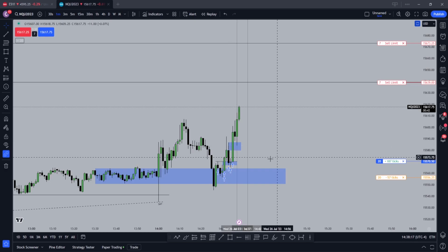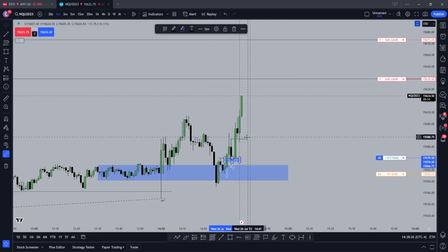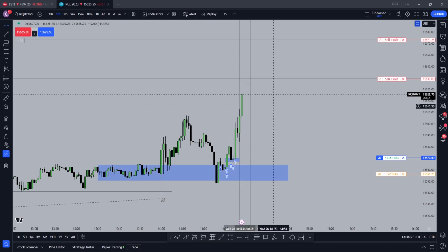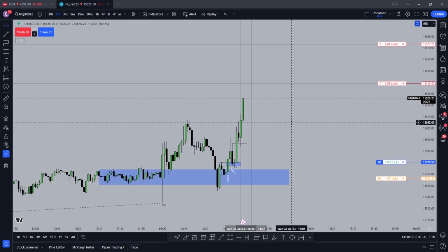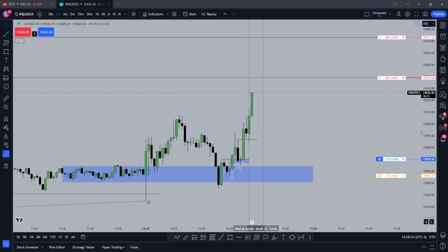Just marking the wick of this order block. Just do with a line, keep it clean there. So yeah, 15-minute order block, 1 minute fair value gap, 1 minute order block, and now reaching up with sheer speed. Simple trading, keeping everything basic.